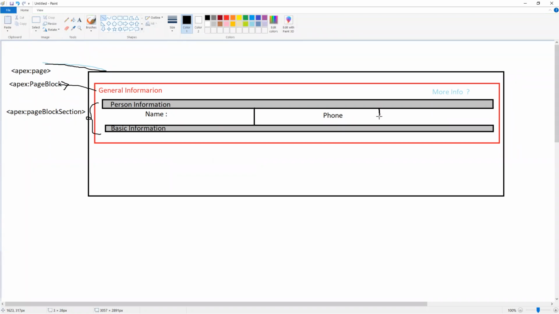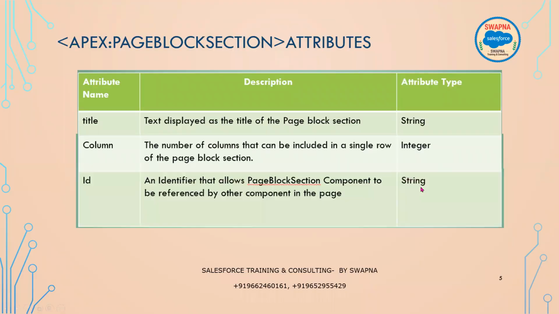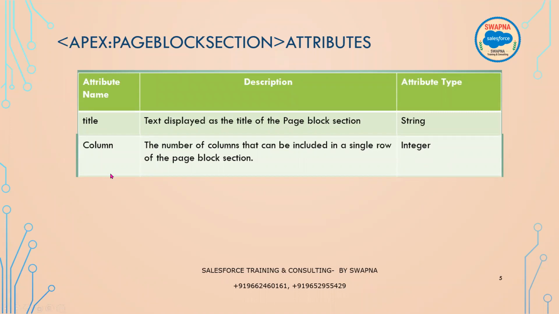For example, if you want to display three columns, here you have name, phone, and this side email, or you wanted to display four columns. It's up to the developer how they want to design it. Whatever the column length is, they can specify the integer. So columns equal to 3 means three columns will be created within the section.